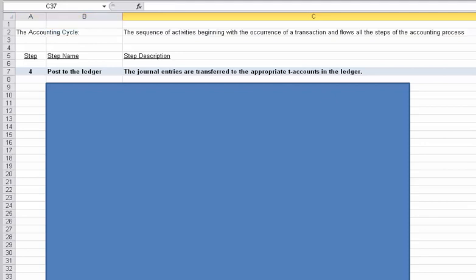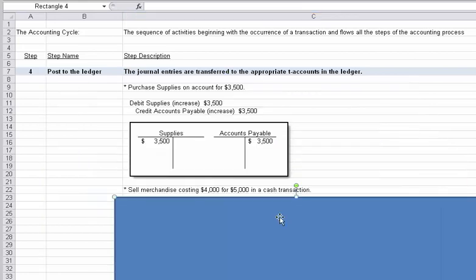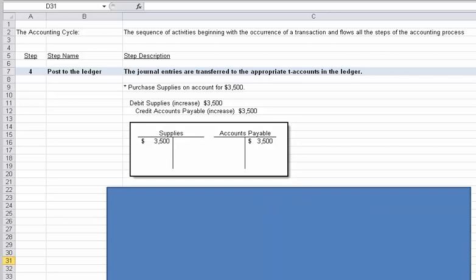Now, after we prepare the journal entries, we've got to transfer them to the appropriate T accounts. So let's look at this example that you see on your screen now. When we purchased supplies on account for $3,500, we debited supplies, which increased them, and we credited accounts payable, which also increased accounts payable. Now here we've got an example of the supplies account. It's a T account, right? We show it as a T with debits on the left, credits on the right, and we've got accounts payable shown as a T account with debits on the left, credits on the right, and here we've credited accounts payable.